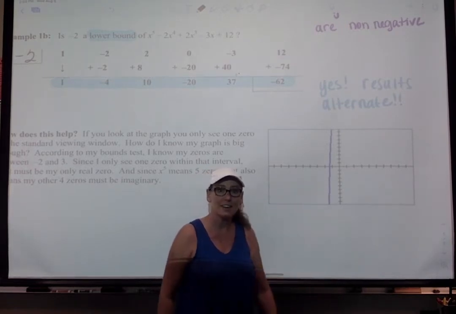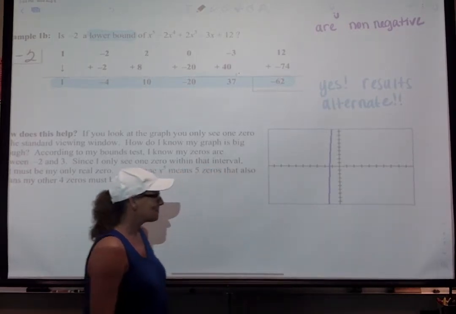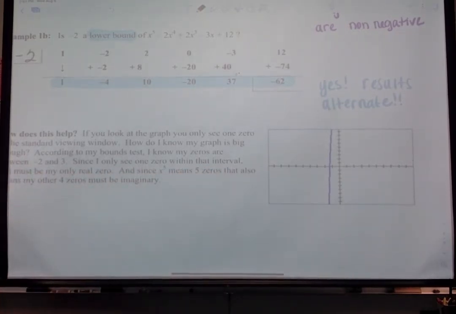So what you see is what you get. That's the only real zero, which means the other 4 have to be imaginary.